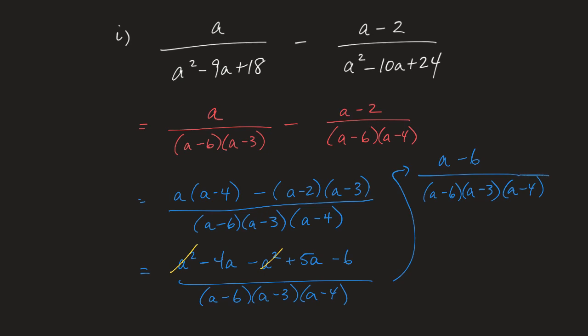Now, if we got down to that point, I think we did well. However, I'm hoping we noticed that our A minus 6s are going to divide out. Nice. This one reduces further. That's going to give us a 1 over A minus 3 times A minus 4. And as long as we remember our restrictions, A cannot equal 6, 3, or 4.